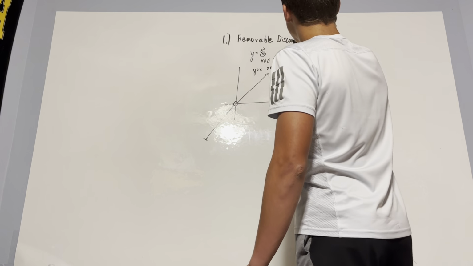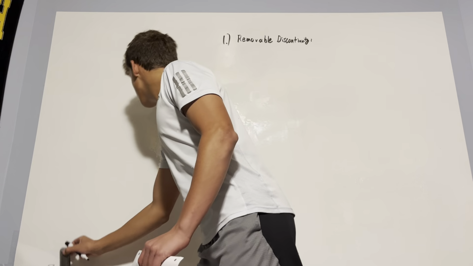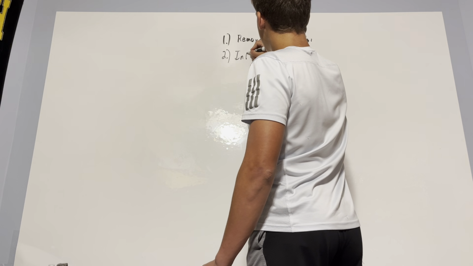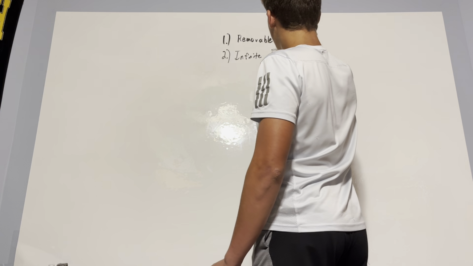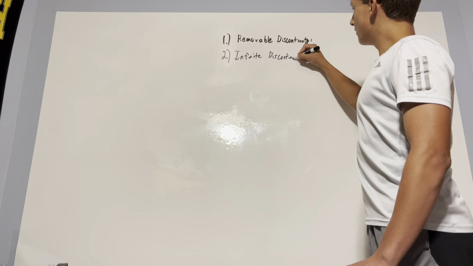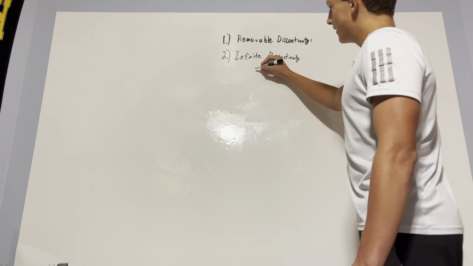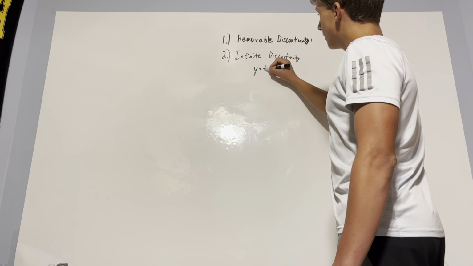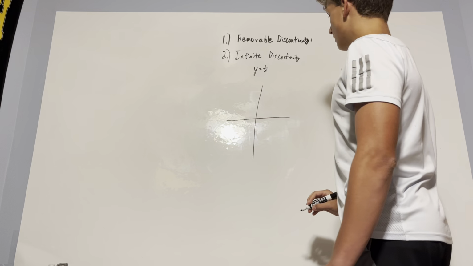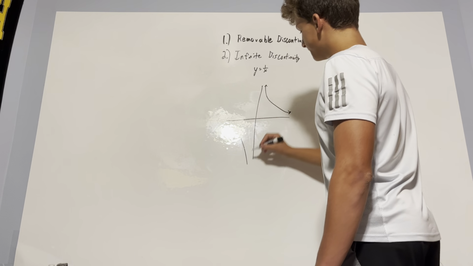The second type of discontinuity is called an infinite discontinuity. An example of this is the function y equals 1 over x. And if we were to graph this quickly, we would get something that looks like this.